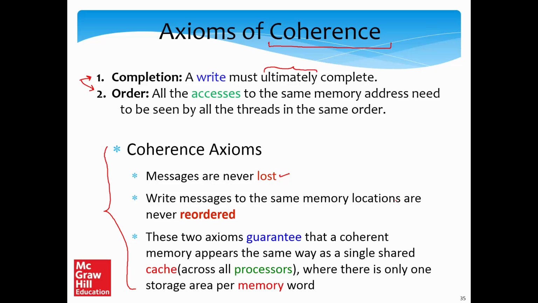There are two ways of looking at this. So let's look at one way. It says that write messages to the same memory location are never reordered. But I should also say that from the same processor, or they are never perceived in different orders by different processors. For example, let's look at this.